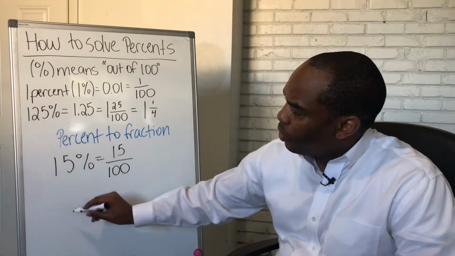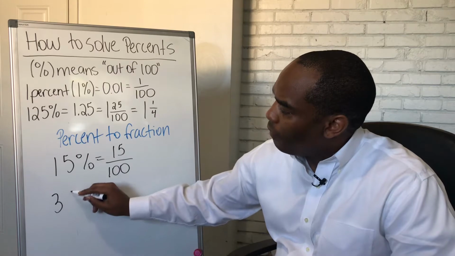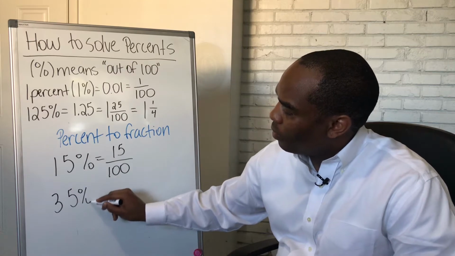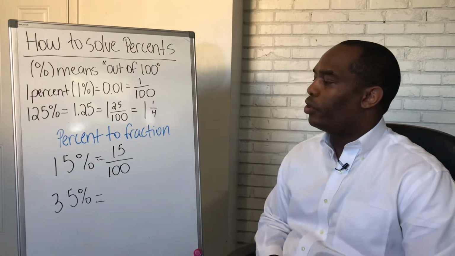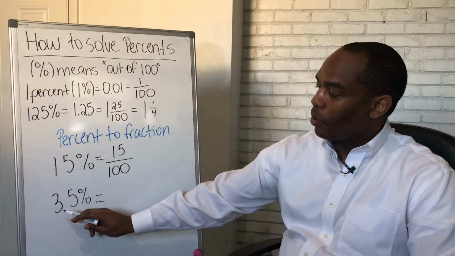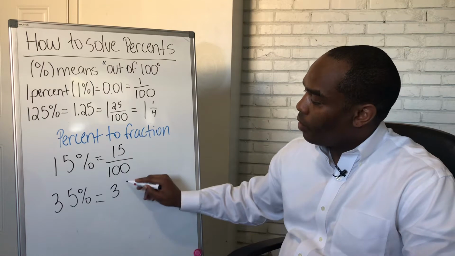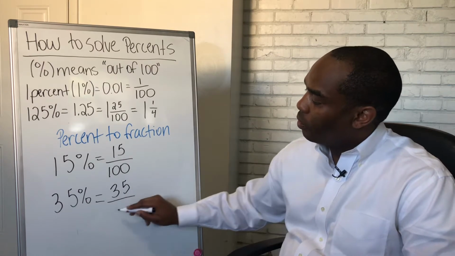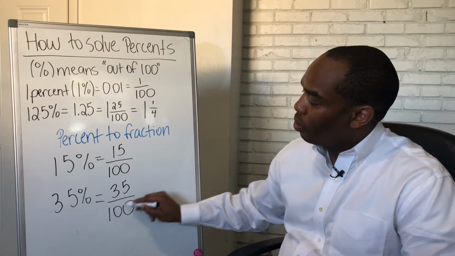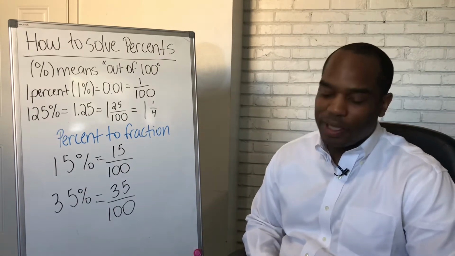Let's take a look at another one. Say we had 35%. How do we turn that into a fraction? Well, simply 35% is 35 out of 100. So I simply take the 35 and put that 35 over 100. It's as simple as that.